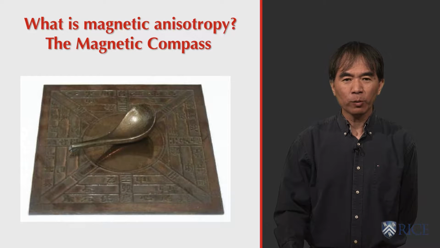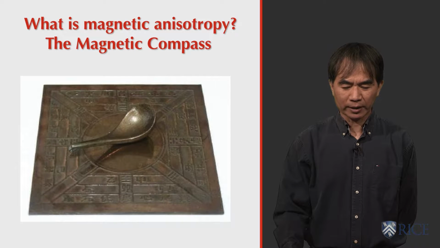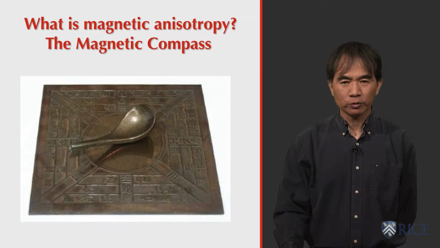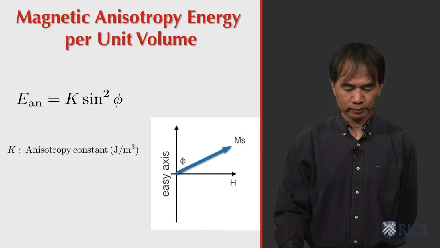Many years ago, people utilized a compass to determine the direction of the Earth's field, essentially determining which direction is north and which direction is south. Of course, at that time, people did not know the microscopic origin of the magnetic compass. So this is the fundamental concept of magnetic anisotropy. In the case of a compass, the moment, or the magnet, is aligned with respect to the external Earth magnetic field. In the case of the Earth, typically it's the south and north pole.